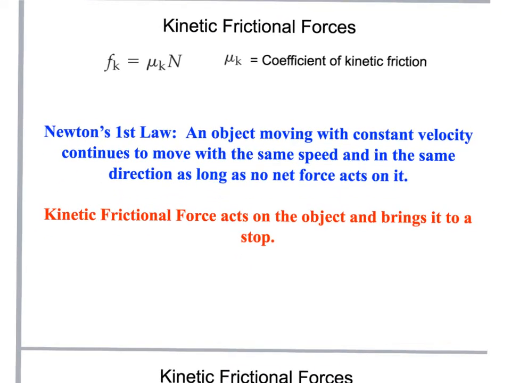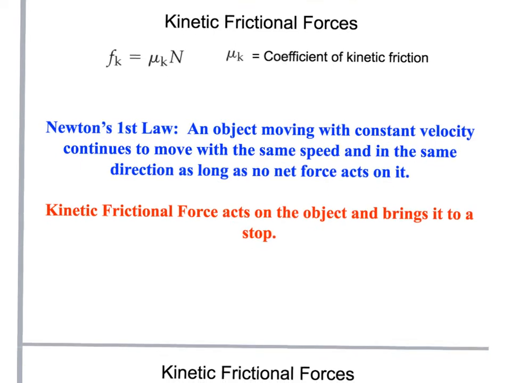So, kinetic friction, an object moving, in relation to Newton's first law, is that an object moving with constant velocity continues to move with the same speed and in the same direction as long as no net force acts on it. Well, kinetic friction is the force that's acting on the object and bringing it to a stop.